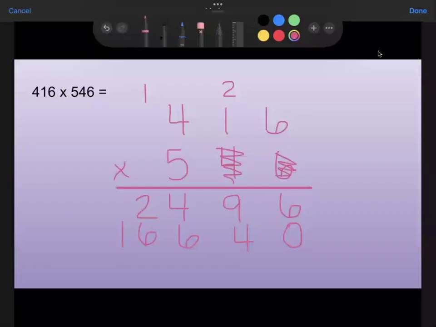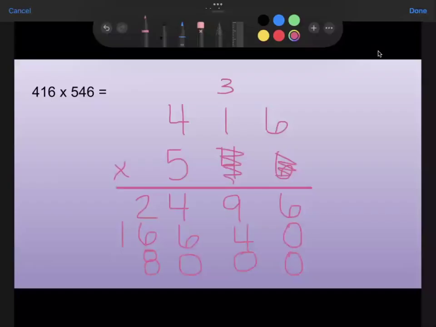Okay, so I went ahead and crossed off the 4. I'm going to take these away. Now I have to show I'm multiplying by a number in the hundreds place. So I'm going to add 2 zeros before I start. Okay, now I'm going to do 6 times 5, which is 30. So the 0 goes here and the 3 gets regrouped. 1 times 5 is 5, plus 3 is 8. So I'll put the 8 here.